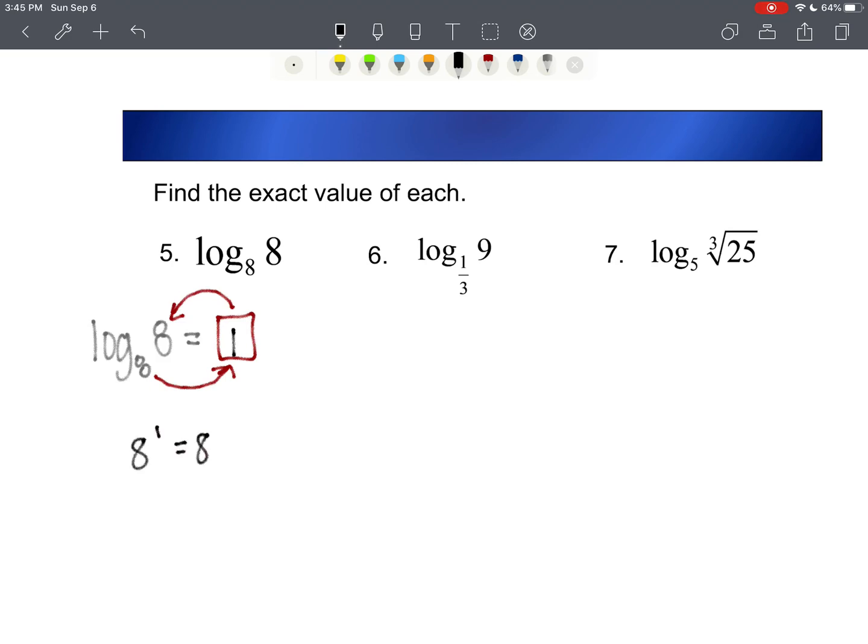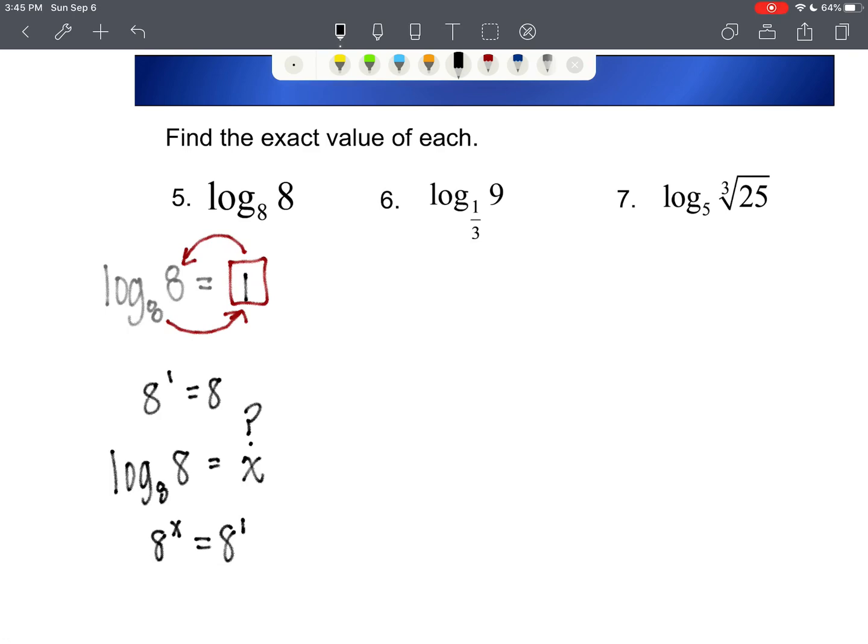8 to the 1st power is equal to 8. Log base 8 of 8. Sometimes we might say x, because we don't know what that is. 8 raised to what power is equal to 8? Well, 8 is the same thing as 8 to the 1st power. So 8 to the x equals 8 to the 1st. That means that x equals 1. So log base 8 of 8 is equal to 1. Lots of different ways that you can approach this. It all depends on the level of difficulty. Sometimes I put equals x, and sometimes I don't need to. Sometimes I can just look at the problem and figure it out.